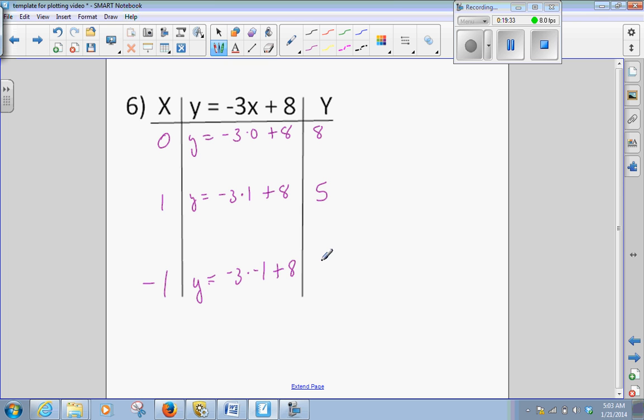3 plus 8 would be 11. So if you use the three values for x that I used, those should be the y values.